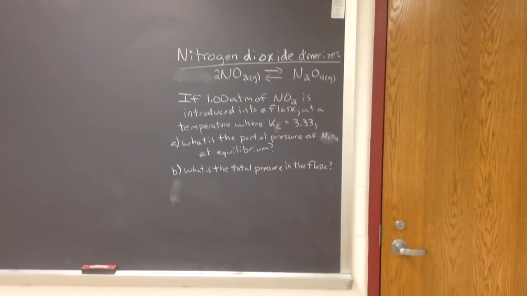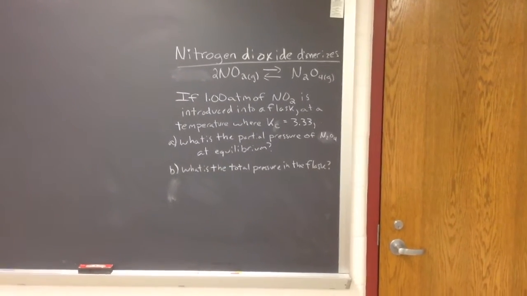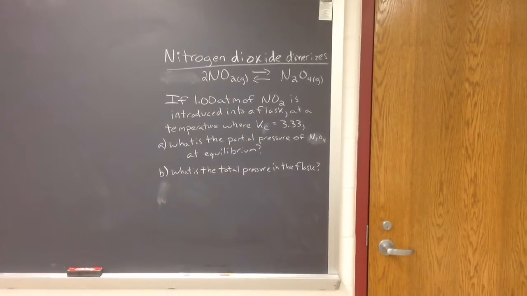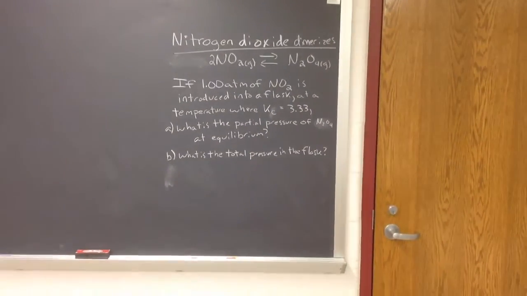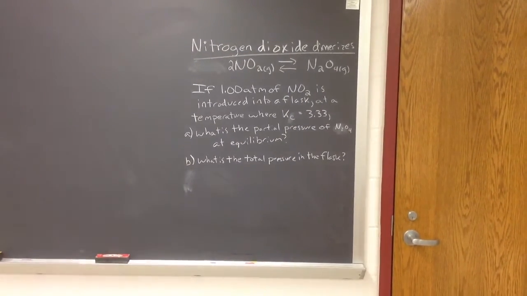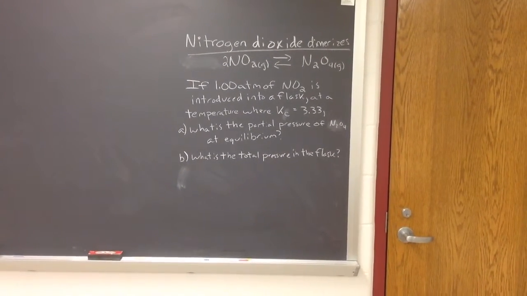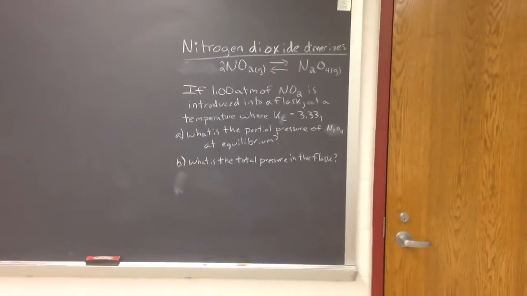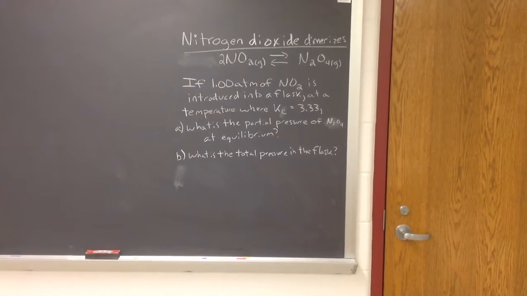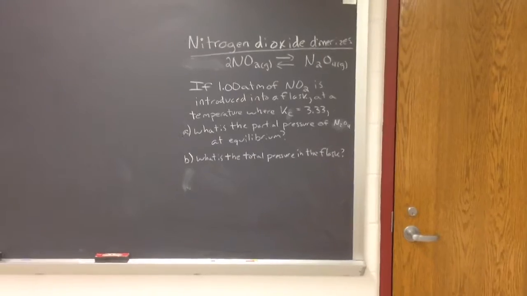So let's look at this problem here real quickly. We've got nitrogen dioxide, a gas, dimerizing, so 2 molecules of nitrogen dioxide forming 1 molecule of dinitrogen tetroxide as a gas. If we initially have 1 atmosphere of NO2 introduced into a flask, doesn't really matter right now what size the flask is, at a temperature, which is unknown but irrelevant here at the moment, where our Kc value is 3.33. We're going to ask 2 questions to try to answer them.